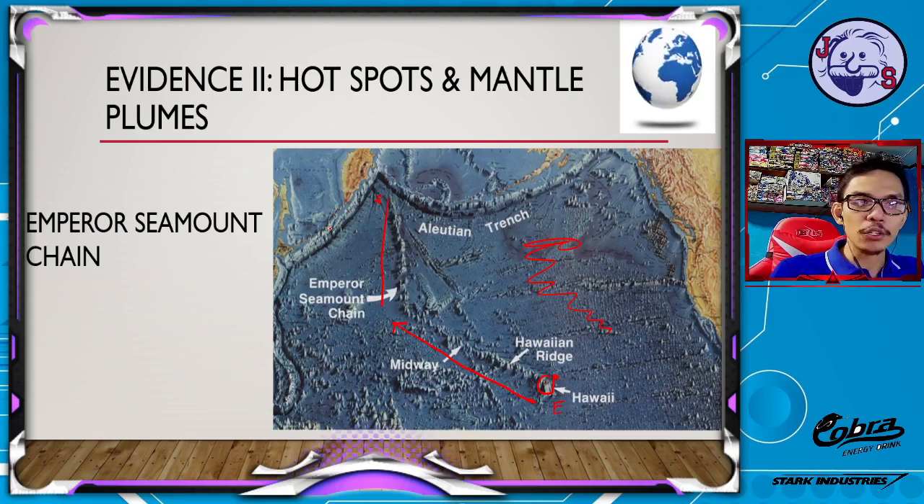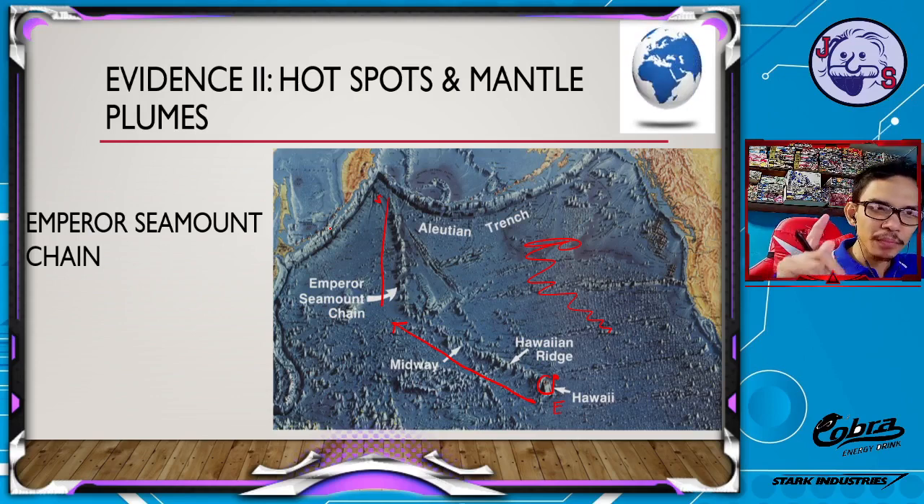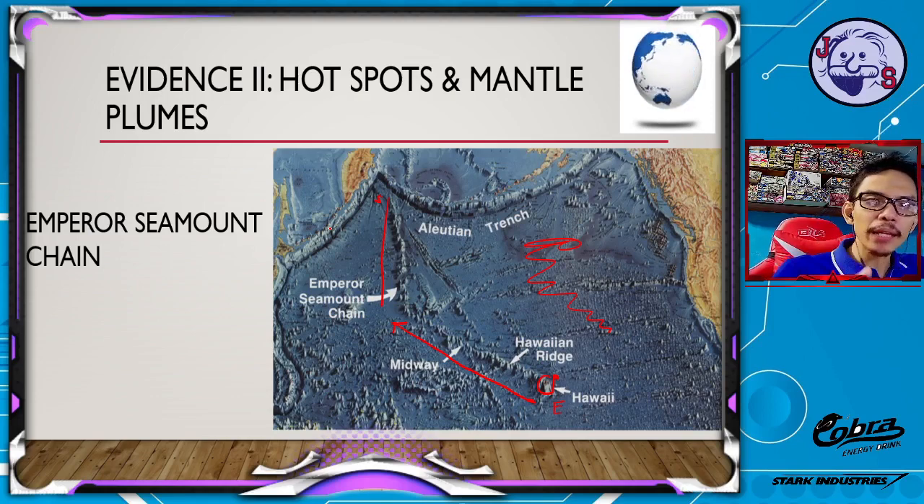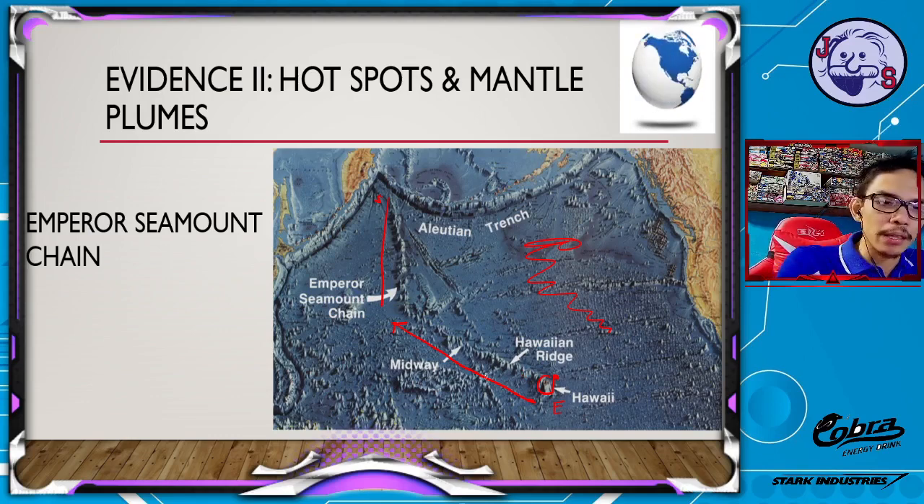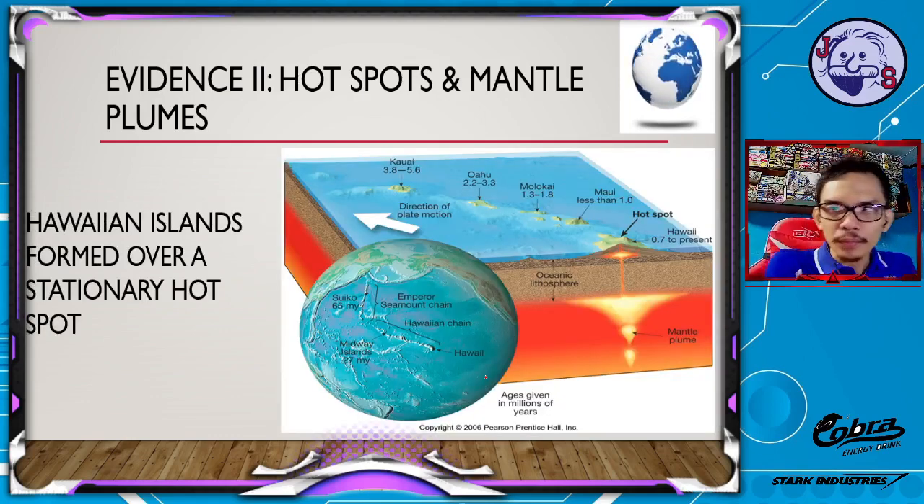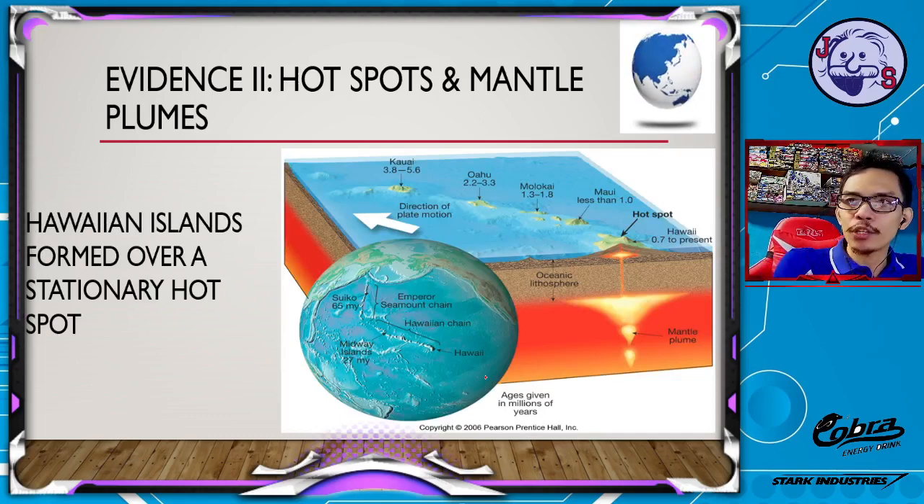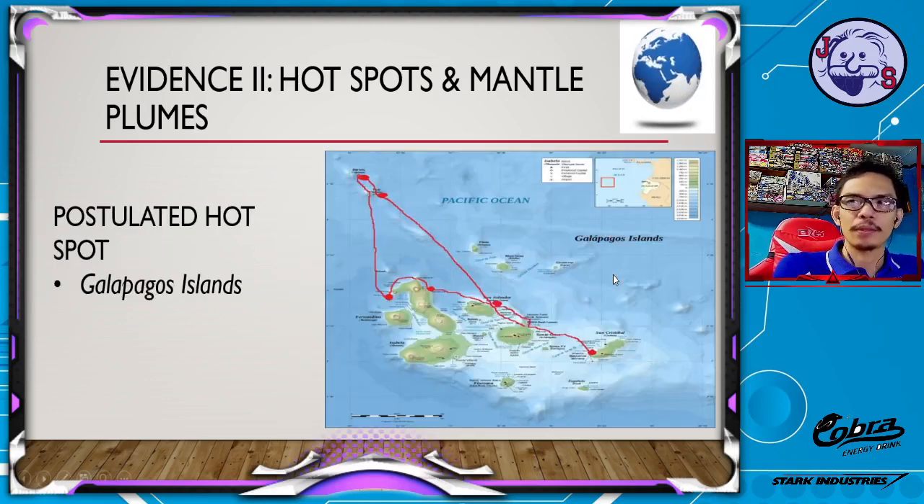So, in short, hotspot volcanoes support the plate tectonics theory, because if the lithosphere doesn't move, there will be no group of islands and seamounts formed over here. So that is the hotspot volcanoes. And as I discussed earlier, you can use the age and the distance between those islands to compute the rate of movement.